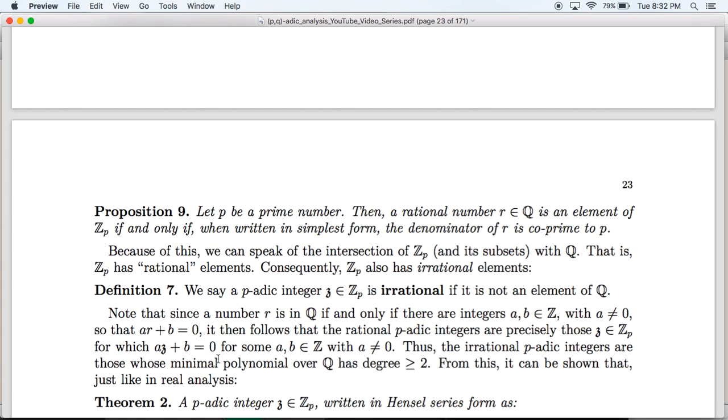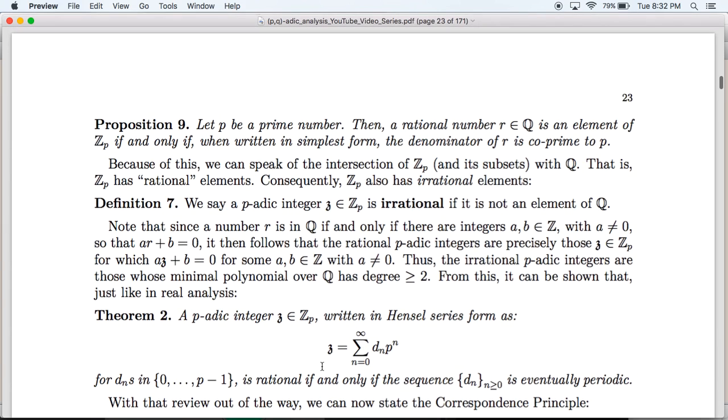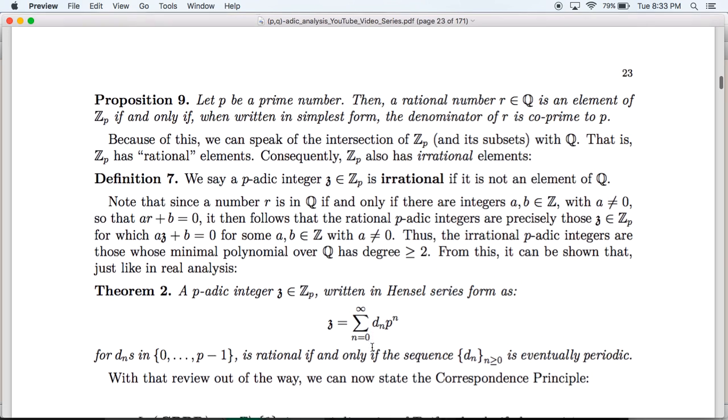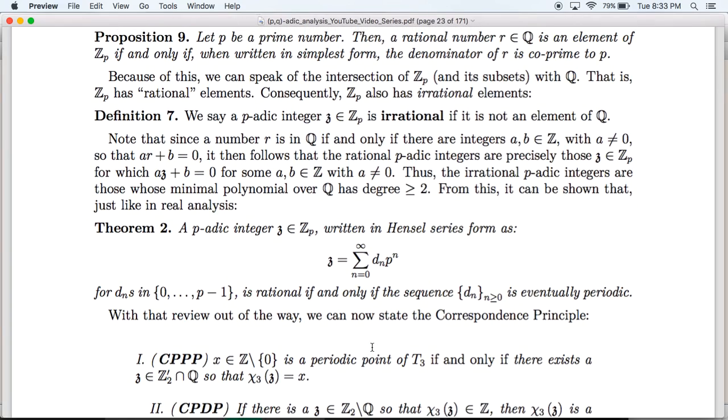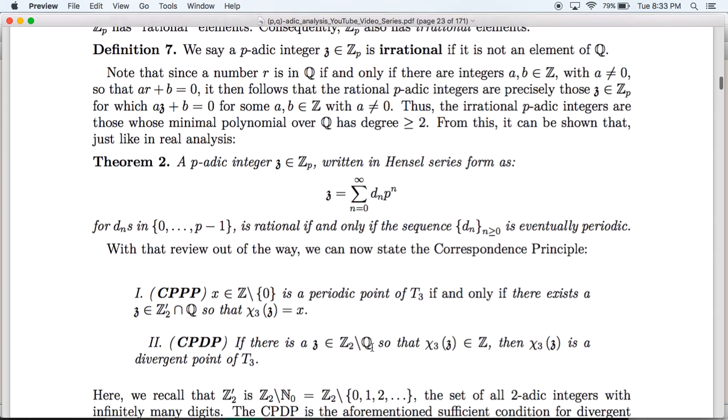From this, it can be shown that just like in real analysis, when we write our integers in terms of their digits, our p-adic integer will be rational if and only if its sequence of digits is eventually periodic. So just like how pi is irrational because its digits in base 10 aren't eventually periodic, any p-adic integer whose p-adic digits are not eventually periodic will necessarily be irrational. With that review out of the way, we can now state the correspondence principle for T_3.